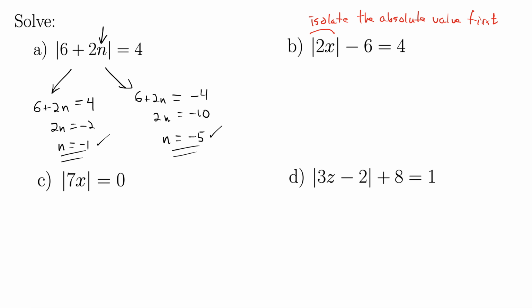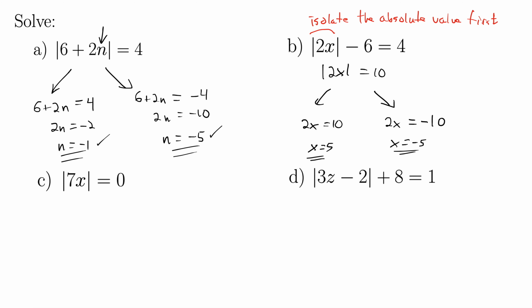Okay, so let's see. Here we need to add 6 to both sides to get that absolute value of 2x by itself. So absolute value of 2x adding 6 gives us 10. And now we break it down into the positive case and the negative case. The 2x stays the same because that's inside the absolute value. And then on the left we'll do equals 10. And on the right we'll do the negative version, equals negative 10. Then solving each one of these individually by dividing by 2 gives x equals 5 and x equals negative 5.